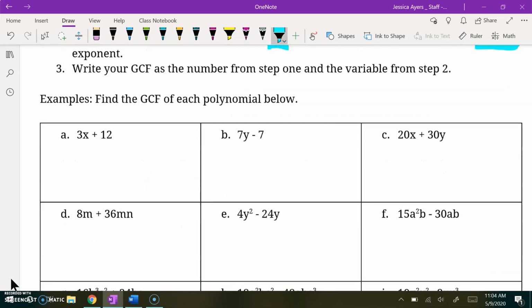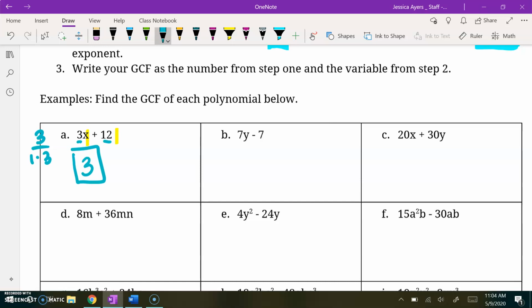So when we look at 3x and 12, first we're going to look at the numbers. So we look at 3 and 12. 3 is a prime number, so there's only 1 and 3. Since 3 goes into 12, we know that 3 is part of the GCF. Then we look at the x's. There's not an x with the 12, so we know that our GCF is simply 3.